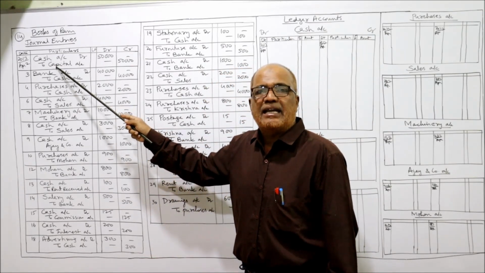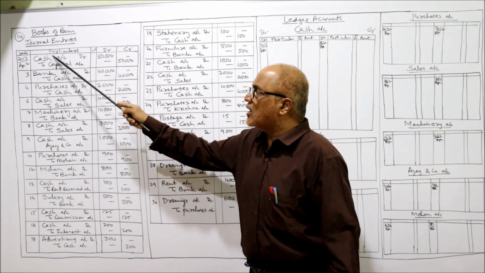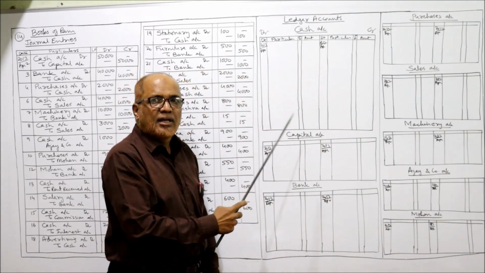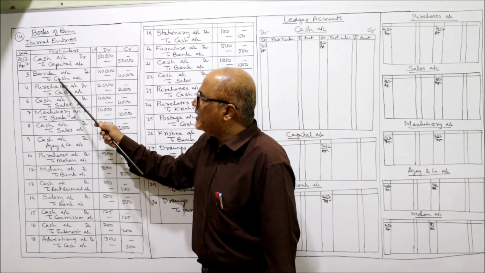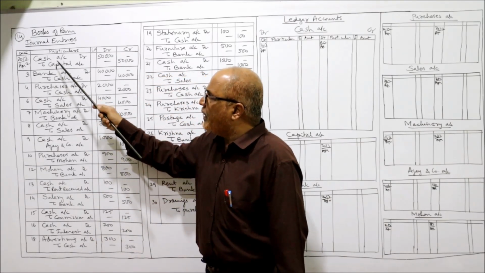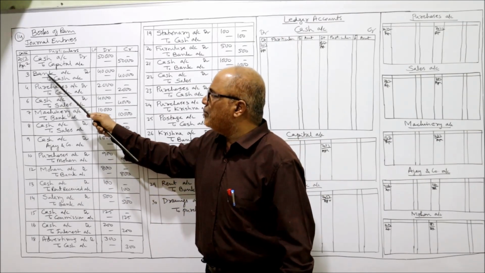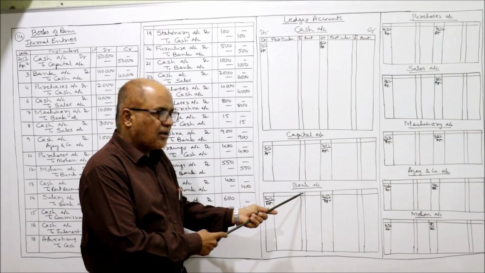In the first entry, we have two accounts, cash account and capital account. So I have opened cash account and capital account. Then second entry, it is bank and cash. Cash account I have already opened, no need to duplicate it. Only one cash account is enough. Then bank account we have to open. I have prepared the bank account.